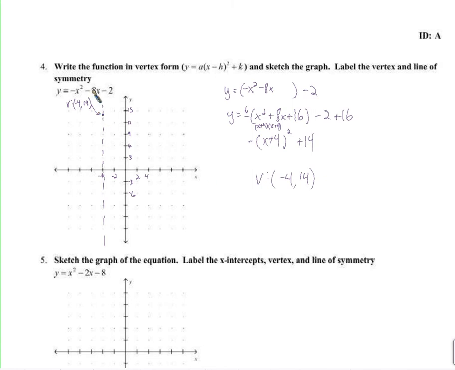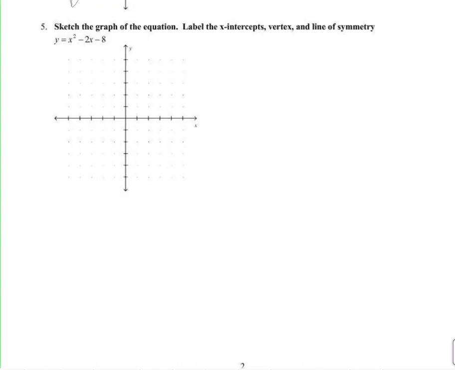What might be easier is just plug in 0 over here. How about that? Plug in 0 over here, I get negative 2. It makes it really easy, really fast to figure out that negative 2 is what I get when I plug in 0. I'll reflect that over the line of symmetry and try to draw a nice looking parabola on this computer screen. Decent. Okay.